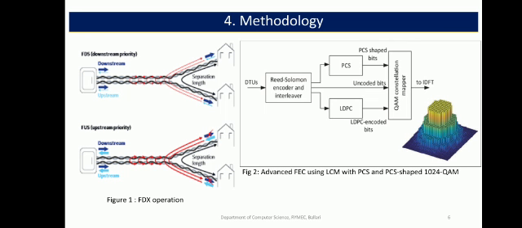In figure 2, we can see the advanced forward error correction methodology. This methodology is a combination of TCM, that is trellis coded modulation, and RS code, that is Reed-Solomon code, which is a basic mandatory part of the MGFAST forward error correction.